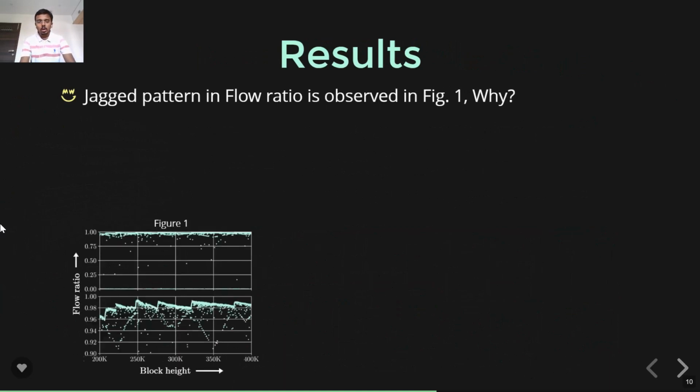So one more interesting thing we observe in this plot is a jagged pattern in the flow ratio as we zoom in on this part. The exact reasons behind this pattern are not known, although we attribute it to the fact that the miners might be accumulating their mining rewards in a few outputs, because of which this steep slope is happening, and the slow decline is because of the naturally increasing trivial upper bound as block height increases.